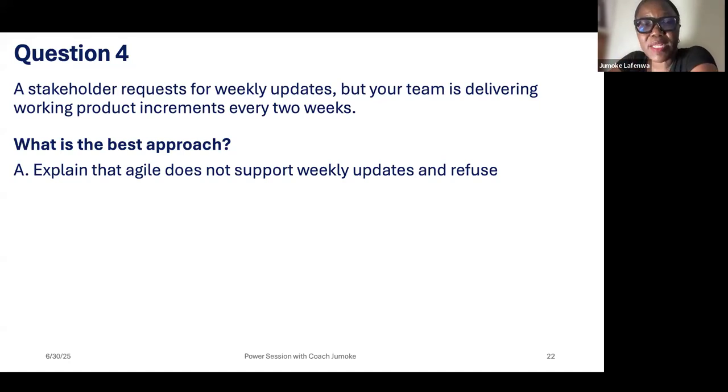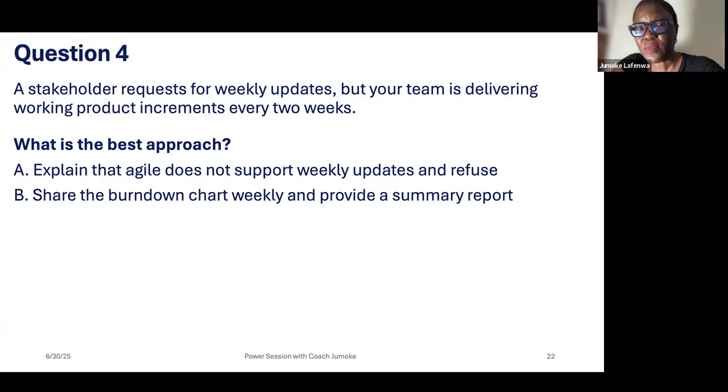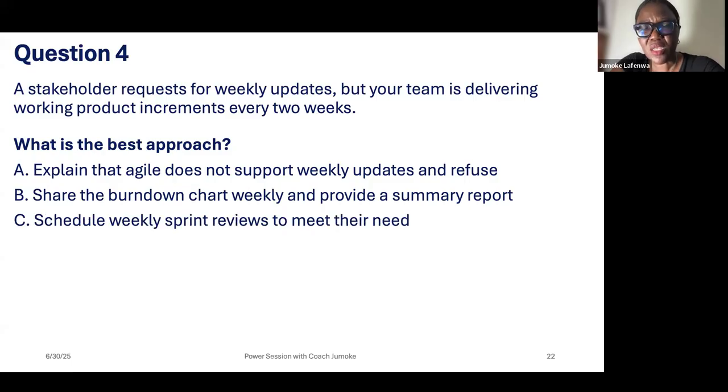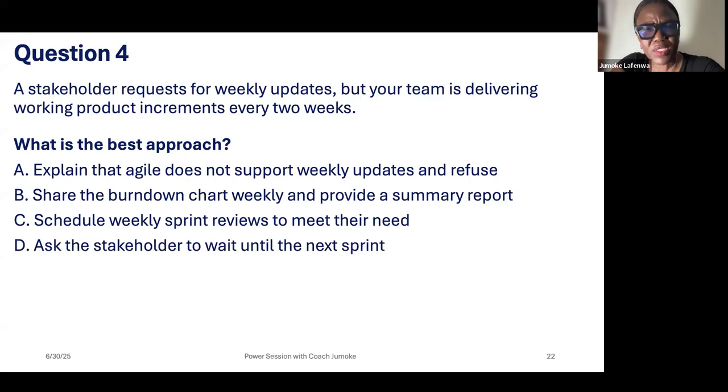A, explain that Agile does not support weekly updates and refuse. B, share the burn down chart weekly and provide a summary report. C, schedule weekly sprint reviews to meet their need. D, ask the stakeholder to wait until the next sprint.